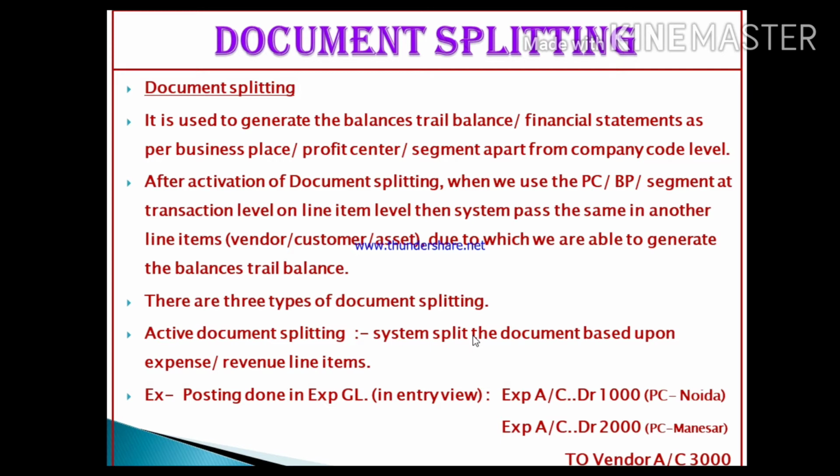But after activation of document splitting, whatever the transaction is passes on the transaction line item, the same will pass on your another line item, that is your vendor, customer or asset. So what is the result? We can match your trial balance. Otherwise, without activation of document splitting, we cannot match the trial balance. So to match the trial balance, we activate the document splitting.